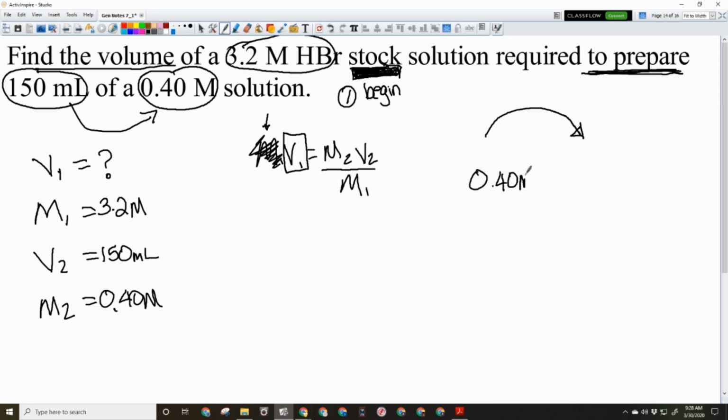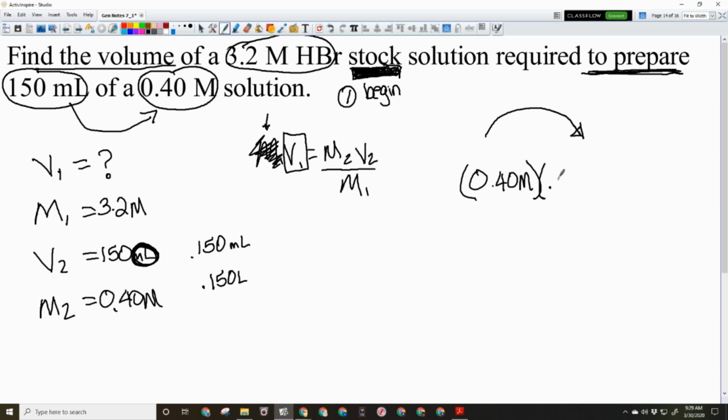0.40 molar. V2, 150 milliliters. All right, so be very careful. Remember I told you a while ago, sometimes they're tricky and they throw in milliliters here. It has to be in liters. So 150 milliliters, an easy way to change that is by moving your decimal 3 places to the left, 1, 2, 3. So it's going to be 0.150 liters.